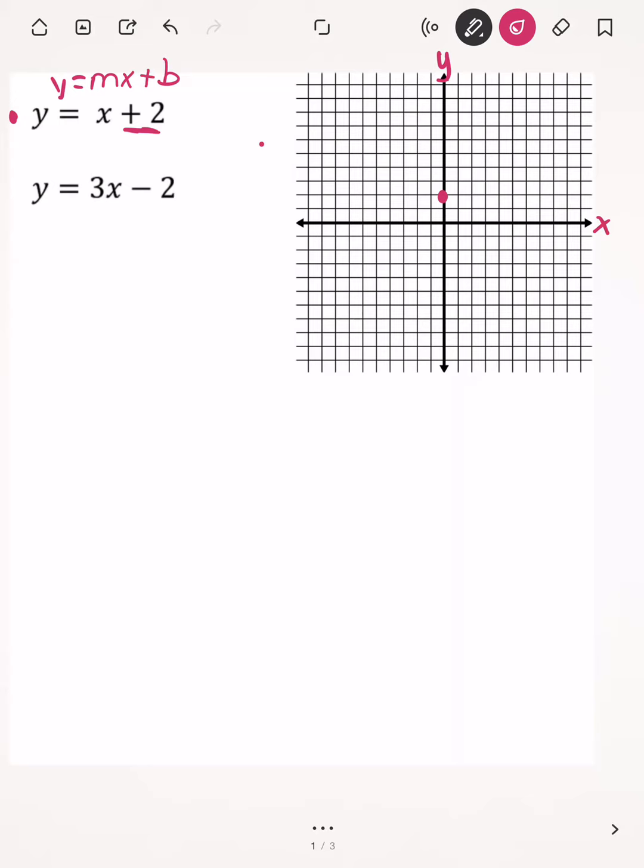Now I need to know what my slope is. There's a number 1 in front of this x, so it's 1 over 1, which means I go up 1 in the positive direction, over to the right 1 in the positive direction, and I keep following that pattern. Up 1, over 1, up 1, over 1. I could also go down 1 and then in the negative direction 1, because two negatives make a positive. Then I connect the points and make a line.